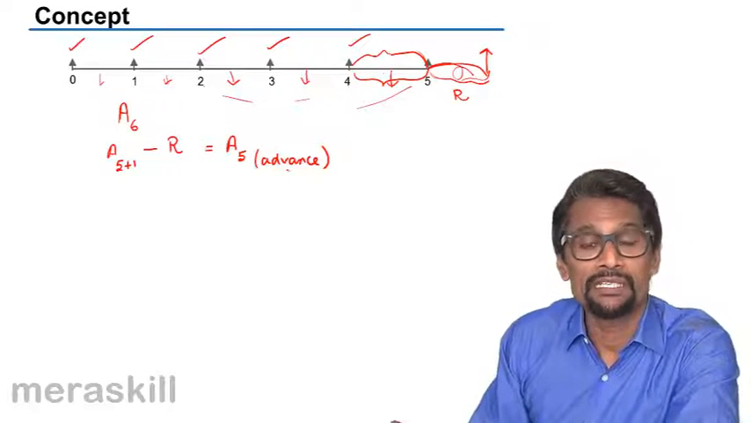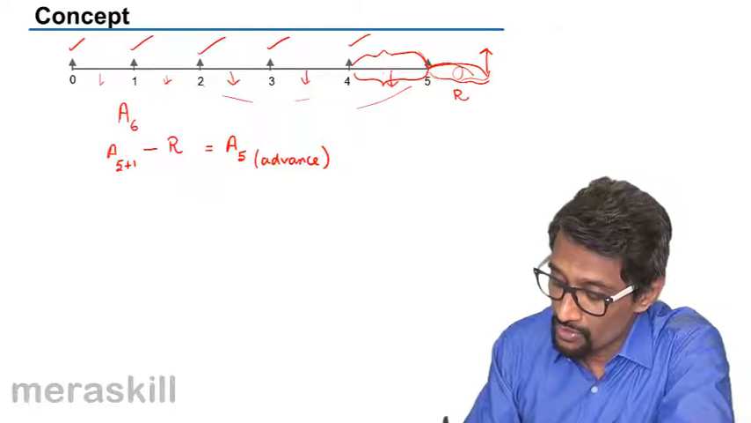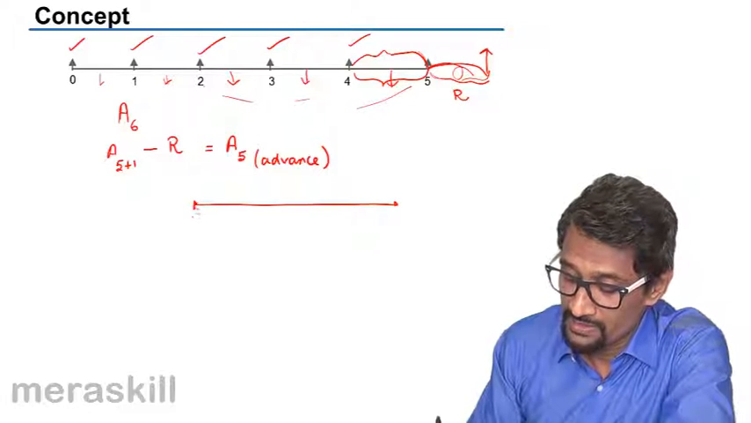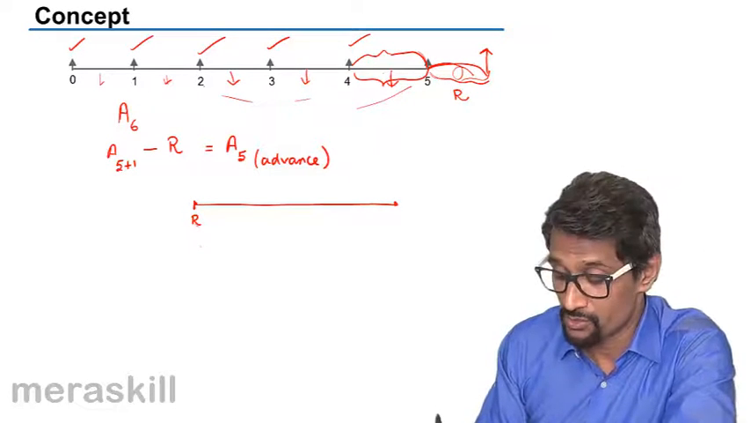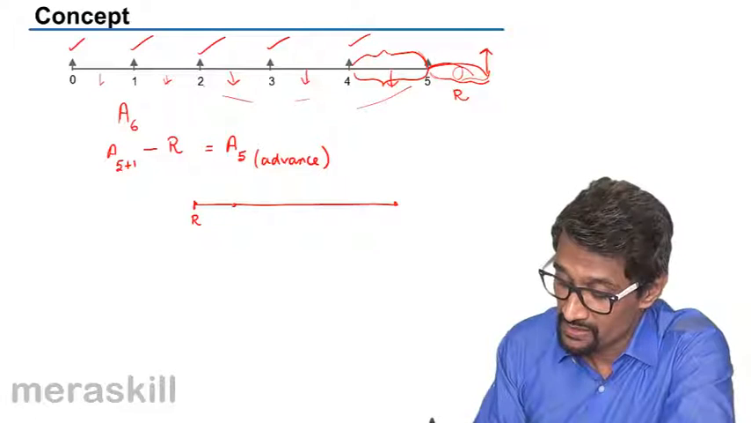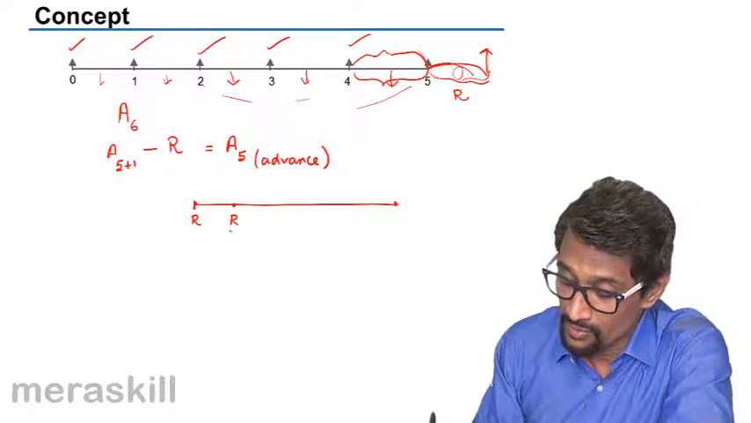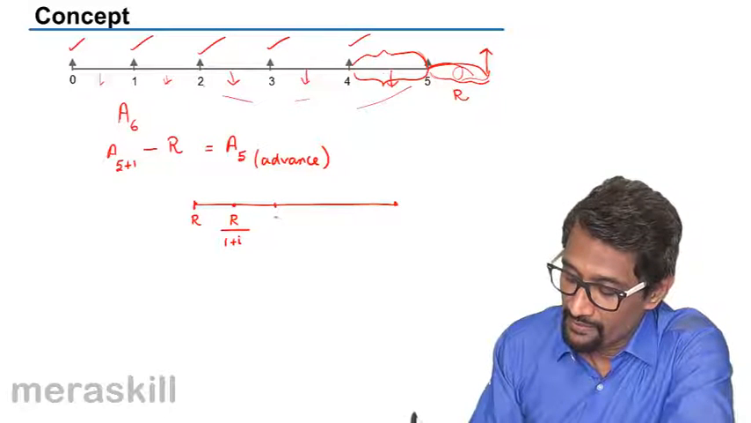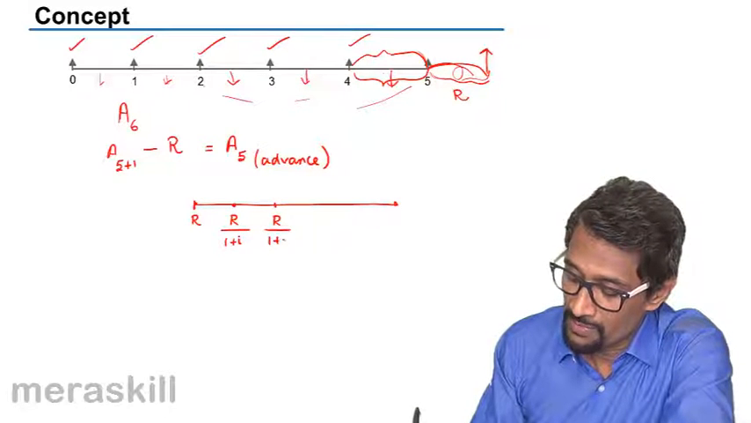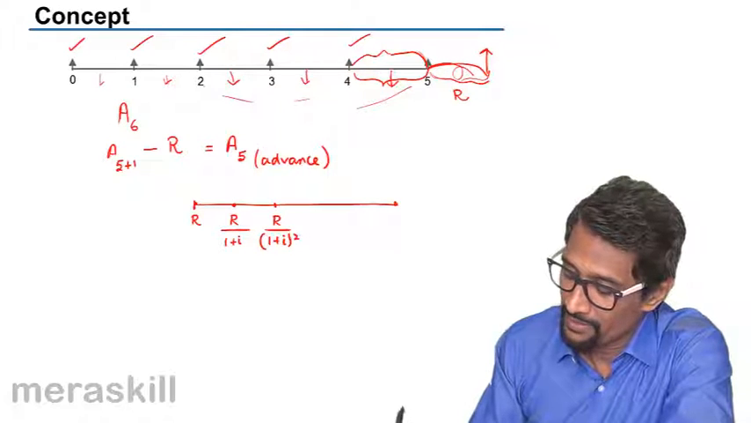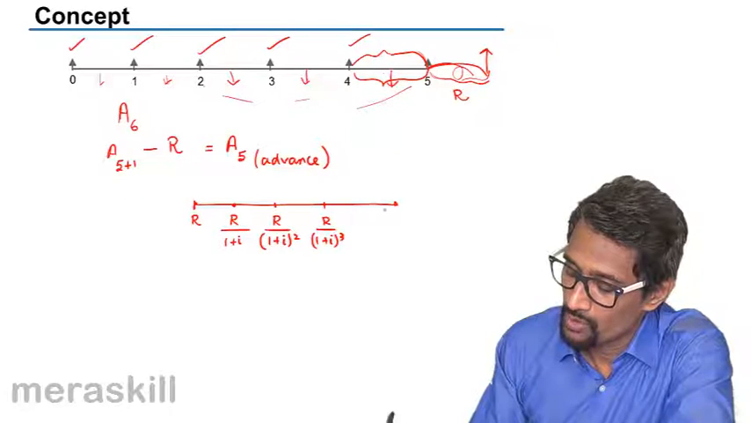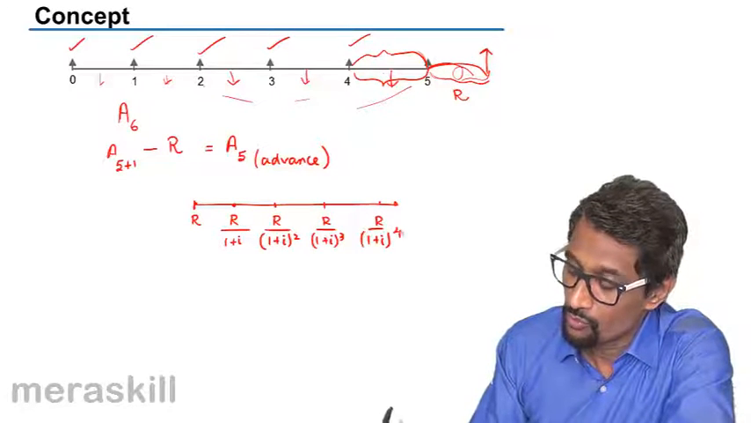Much the same way for present value, the present value concept would be this way. Suppose the first installment is paid at the beginning of a period. So this will not incur any interest. And this one's value is going to be R upon 1 plus I. The third installment's value will be R upon 1 plus I square. Fourth one would be R upon 1 plus I cube. And the fifth one would be R upon 1 plus I raised to 4.